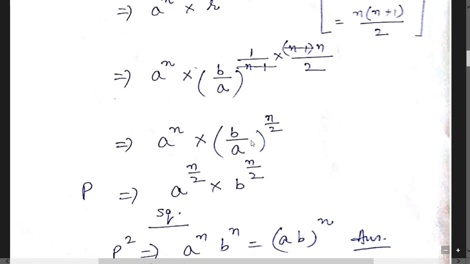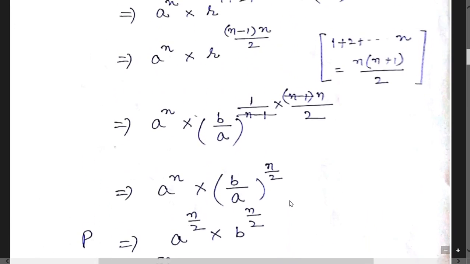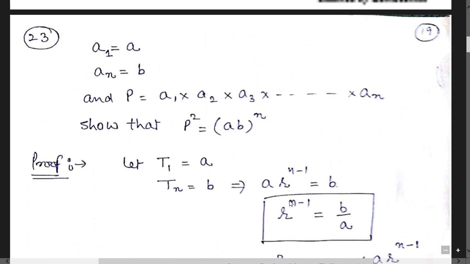Again, a raised to power n over 2 is here, a raised to power n is here. By cancelling, we obtain a raised to power n over 2 and b raised to power n over 2. By squaring, we find P square is equal to a raised to power n and b raised to power n. In the statement, these are not geometric means, these are the product of n terms. It's the product of n terms.